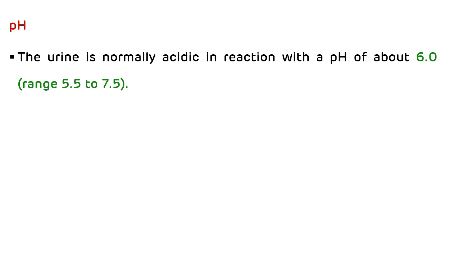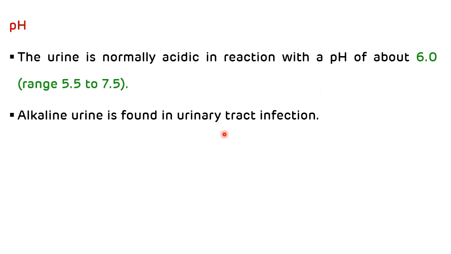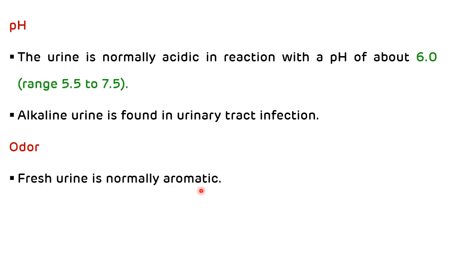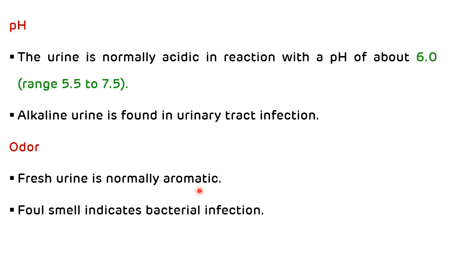Now pH. Urine is normally acidic in reaction with a pH of around 6. Alkaline urine is found in urinary tract infection, that is UTI. Odor of urine. Fresh urine is normally aromatic. A foul smell indicates bacterial infection.